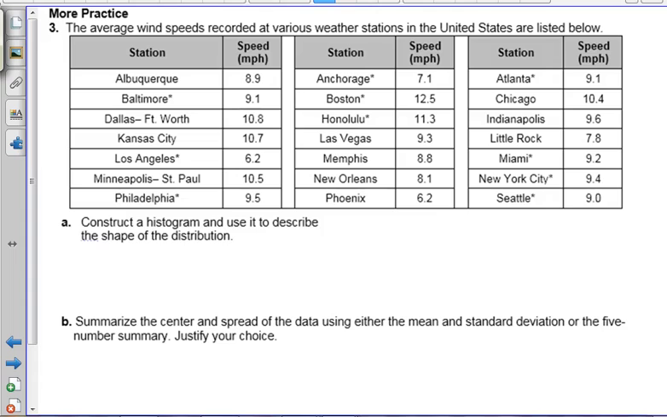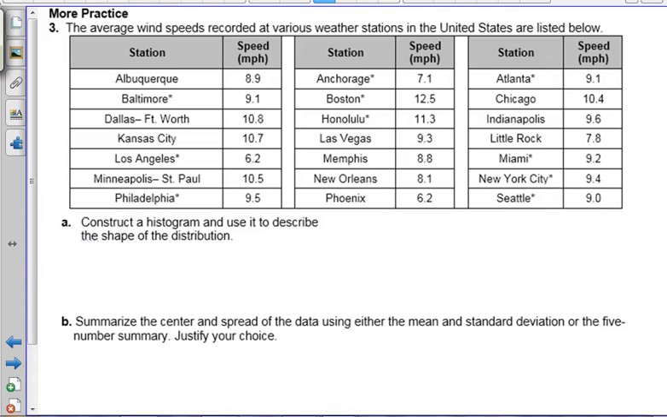We're going to keep going. Keep going in the same list. 7.1, 12.5, 11.3, 9.3, 8.8, 8.1, 6.2, 9.1, 10.4, 9.6, 7.8, 9.2, 9.4, and 9.0.